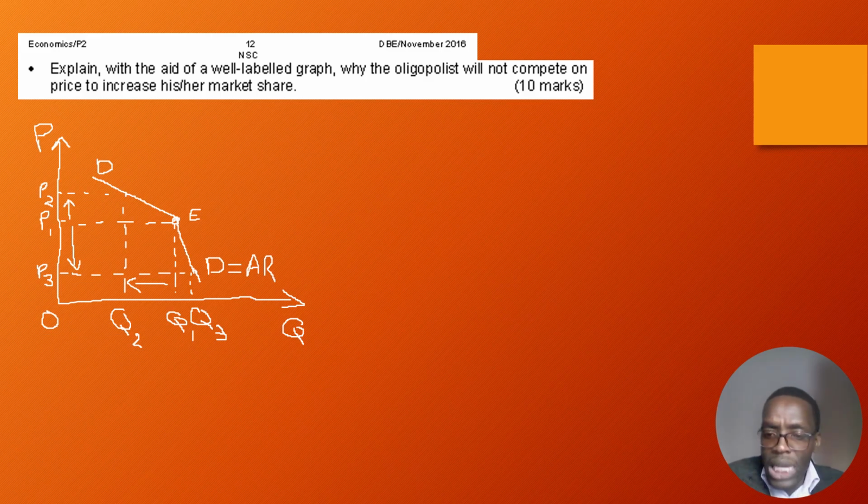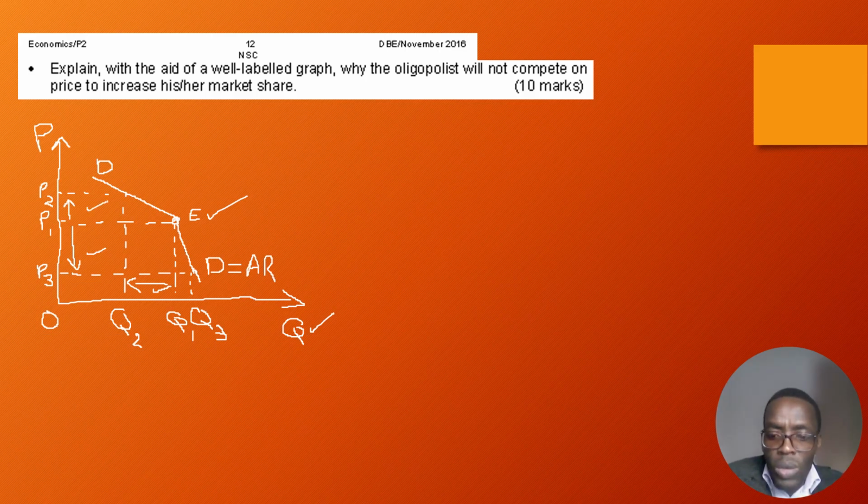So this is the graph that we were expecting. If you had labeled the graph with quantity and price on the axes, you'll get the mark for labeling the axes, and then also for indicating the equilibrium point, which is point E. Remember, the equilibrium for an oligopoly firm is at the point of the kink. So for indicating E there, you get another mark, and then also for indicating the changes, like these arrows here indicating the direction resulting from the changes, you are going to be getting some marks there.